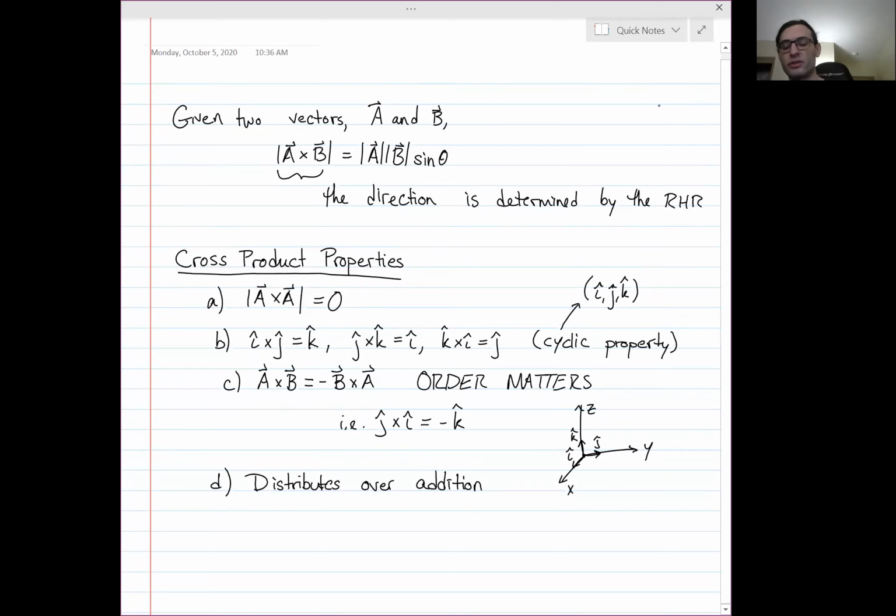The magnitude of A cross B is the magnitude of A times the magnitude of B times the sine of the angle between them. And the direction is determined by the right-hand rule, abbreviated RHR. And then here's a list of properties that I gave.